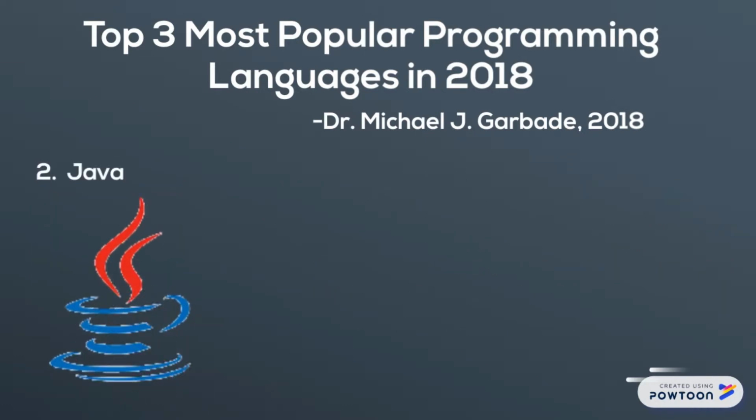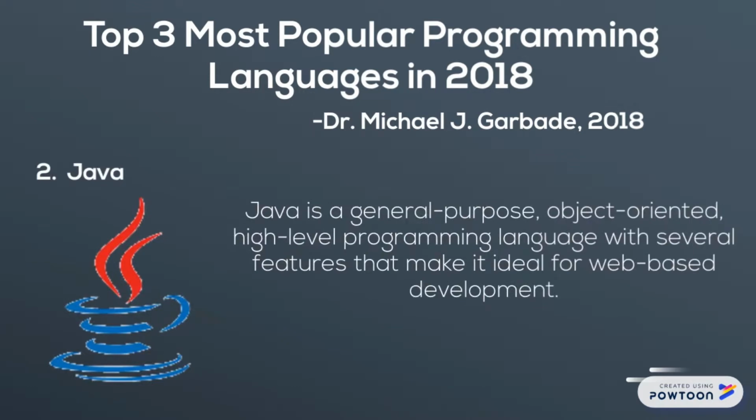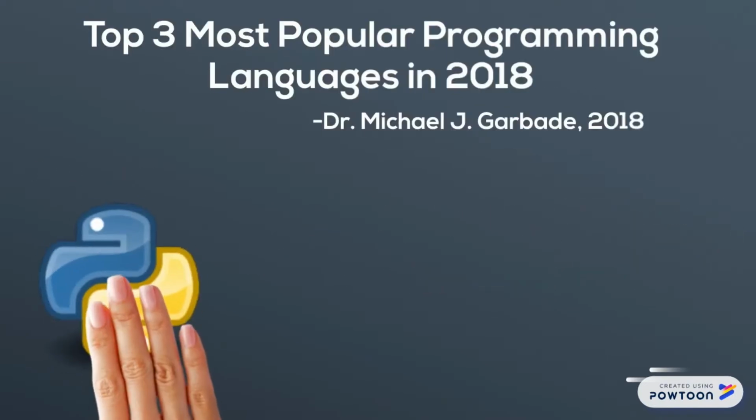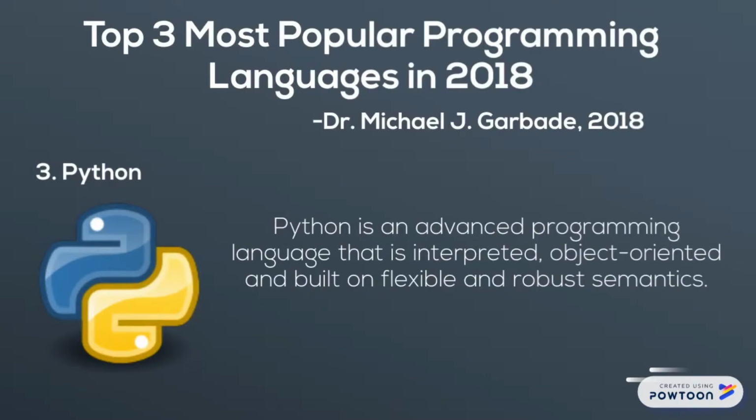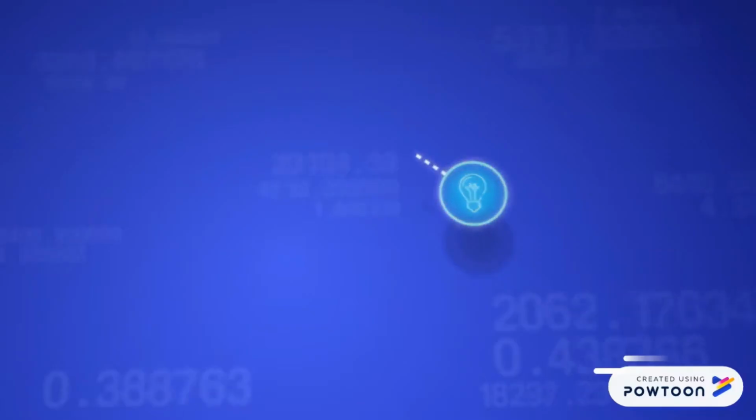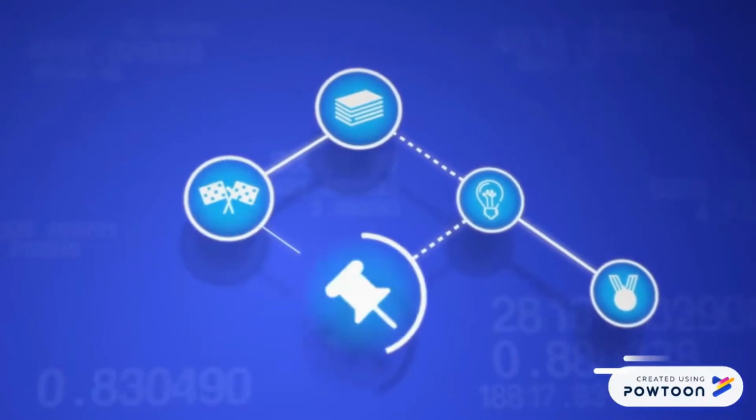Second is Java. Java is a general-purpose, object-oriented, high-level programming language with several features that make it ideal for web-based development. Third is Python. Python is an advanced programming language that is interpreted, object-oriented and built on flexible and robust semantics. Now let us begin our fourth category.